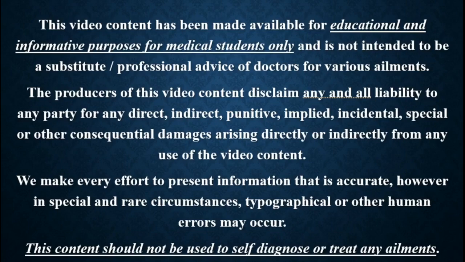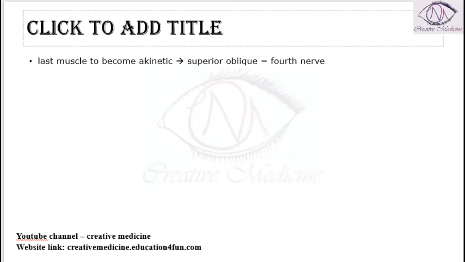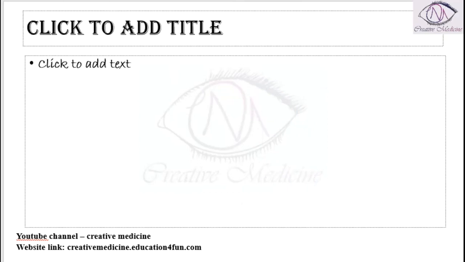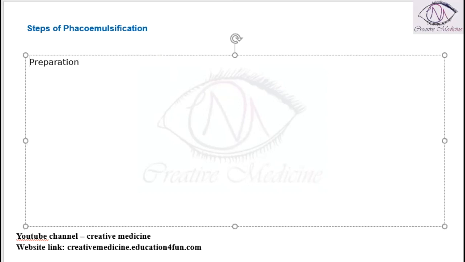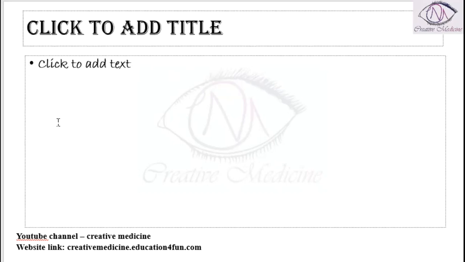In this lecture, we will learn about the steps of phacoemulsification. In the steps of phacoemulsification, first, preparation should be done. In the preparation, we can give the patient either a retrobulbar anesthesia, or a peribulbar anesthesia, or a topical anesthesia.